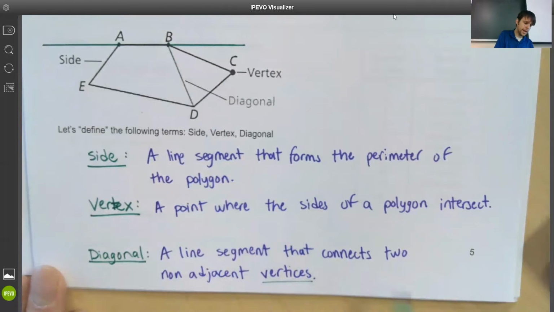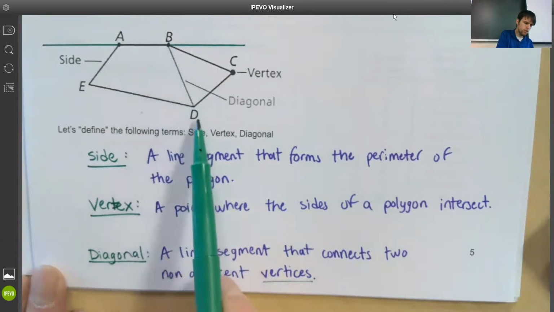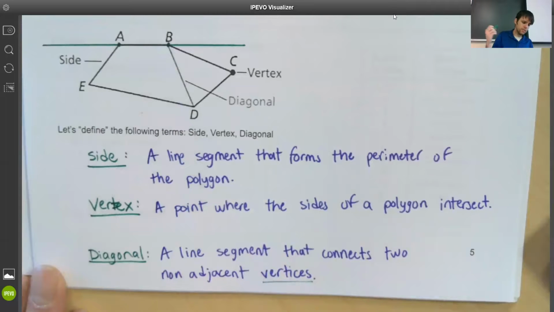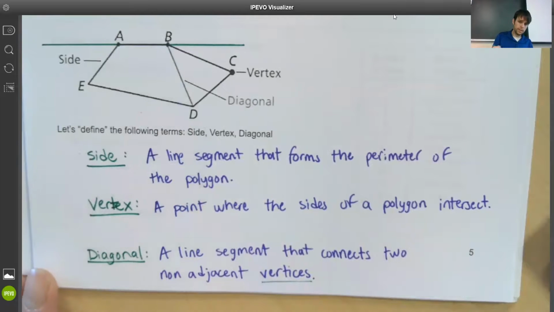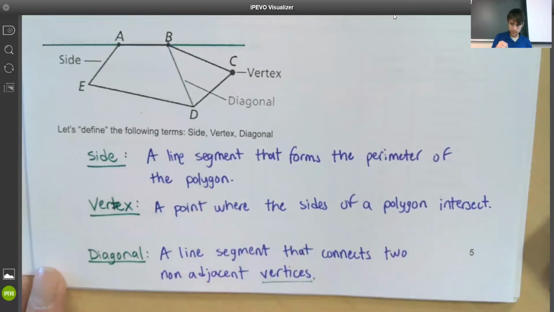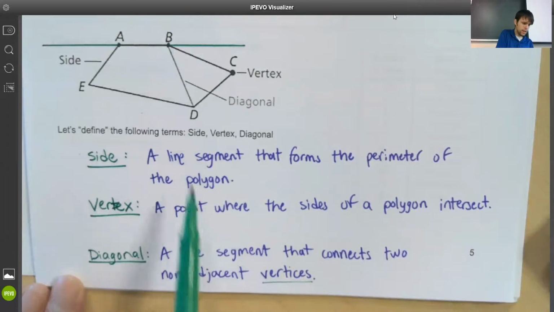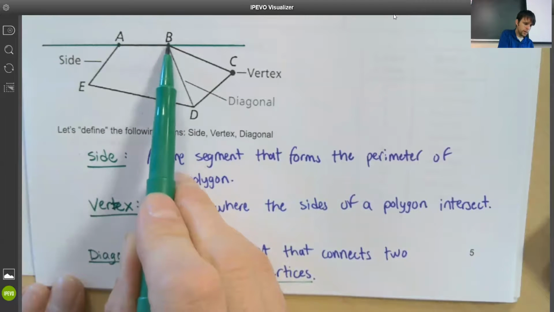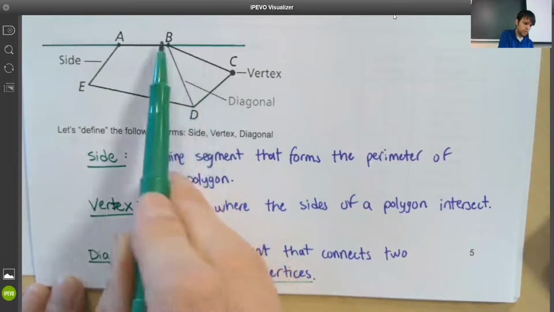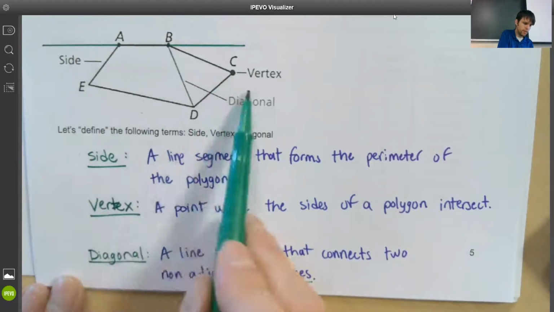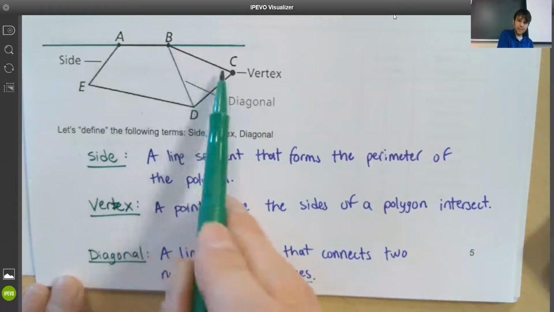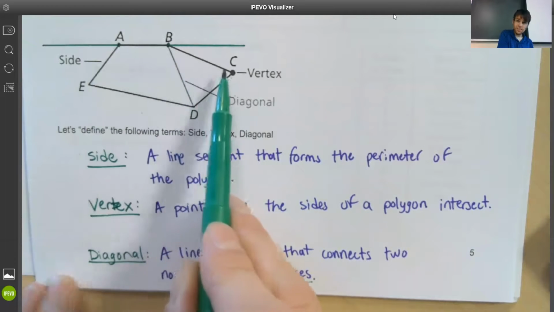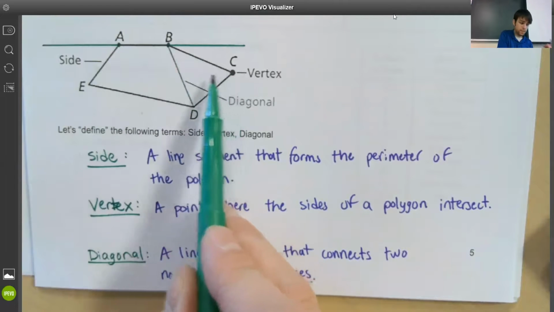And then the last thing, a diagonal. A diagonal connects two non-adjacent vertices, and it's also a line segment. It's not curved at all. It is a line segment, straight line, part of a straight line. And it's important that we add in this term non-adjacent. An adjacent vertex would be like B and C. They're next to each other as you go around the perimeter of the figure. BC, that would be connecting adjacent vertices. That's actually a side, not a diagonal.